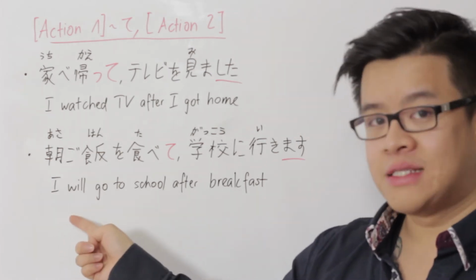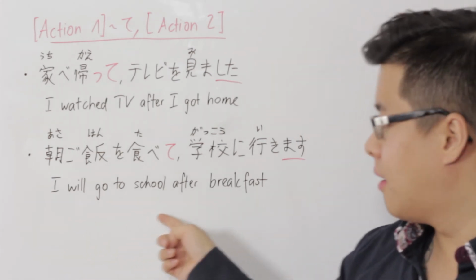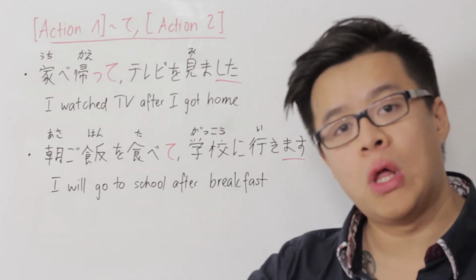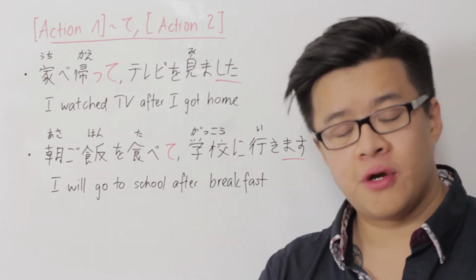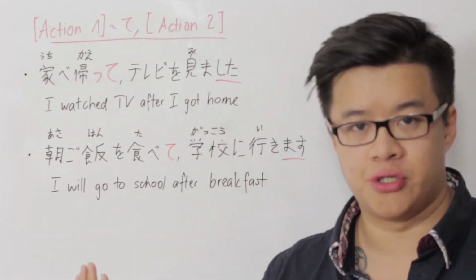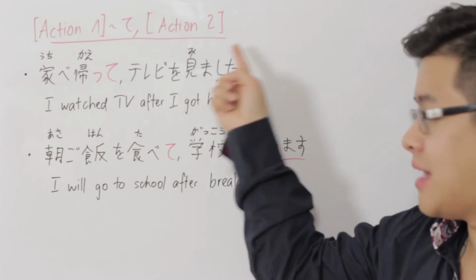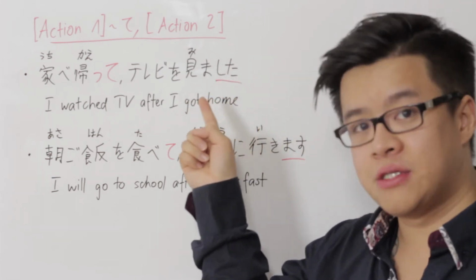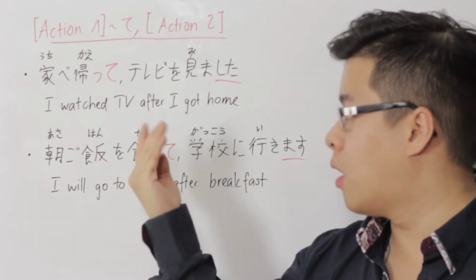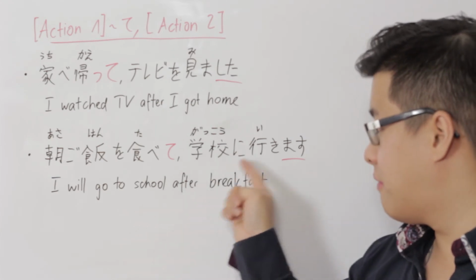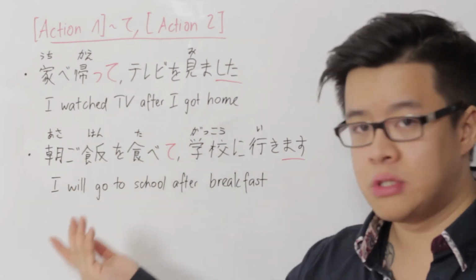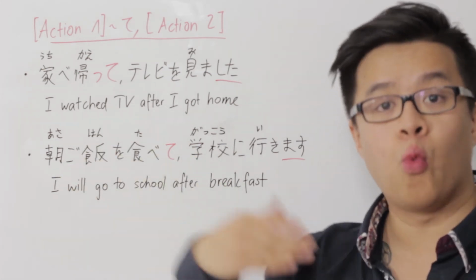Another example, asagohan o tabete gakko ni ikimasu. So after eating breakfast, I will go to school. An important thing to note here, the last verb determines the verb tense of the whole construction. So, テレビを見ました. That's the last verb. It's in the past, so this whole construction is in the past. After I got home, I watched TV. In the second sentence, we have 行きます as the last verb. So it's in the present, meaning the whole construction is in the present. After eating breakfast, I will go to school.